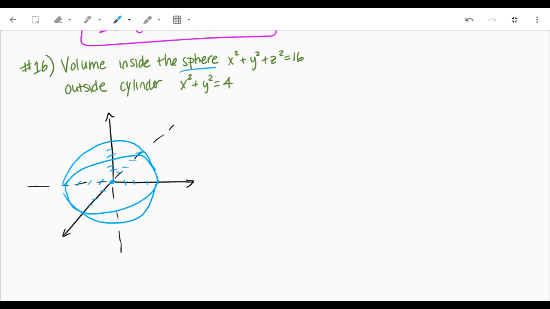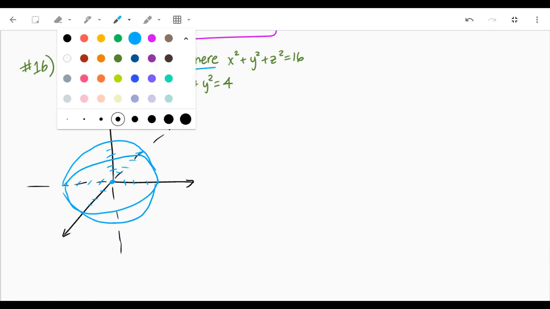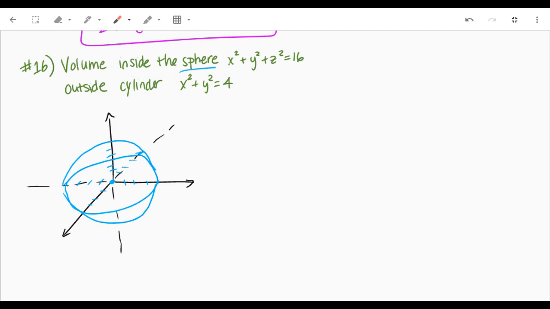And now the cylinder goes on forever in the z direction, and its cross section would be a circle centered at 0, 0 with a radius of 2. So that cylinder would basically look like this, but keep going forever. So we want the volume that is inside the sphere but outside the cylinder. So if you can kind of think about that piece.